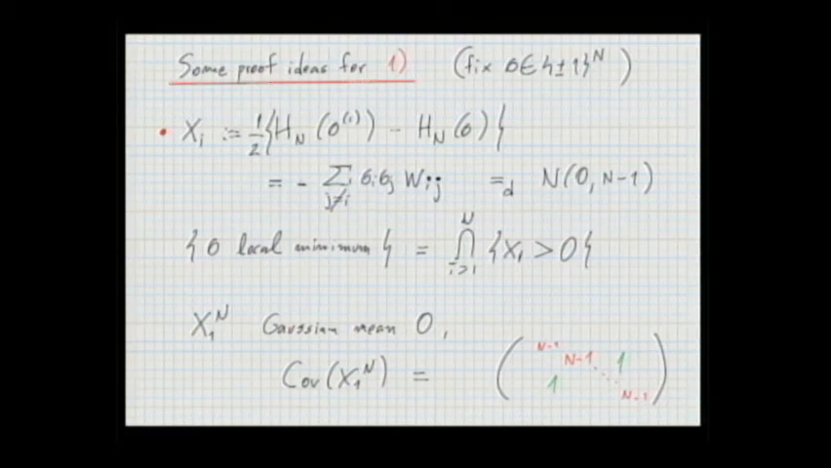And this is a random vector, x1 up to xn. What's the distribution of this random vector? It's Gaussian, so we just need to compute the covariance matrix. And this is what it looks like.